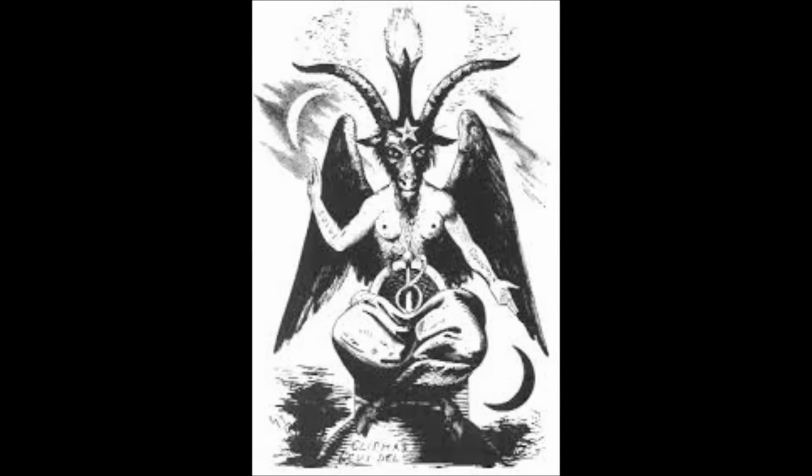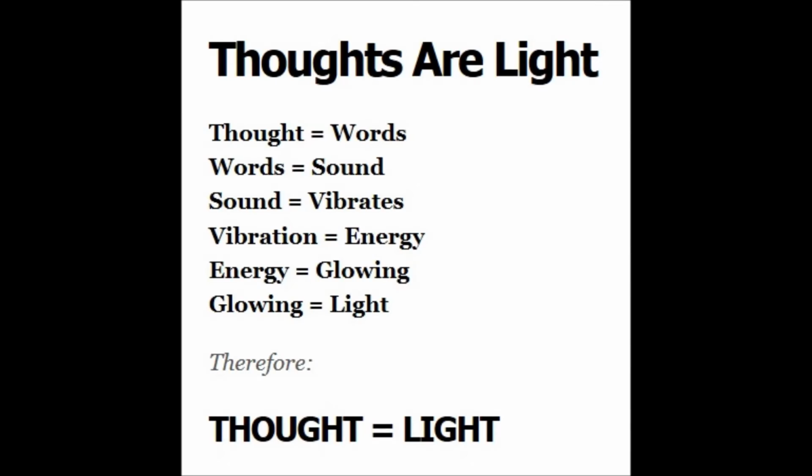This winged spirit entity, or angel, or angle is the great creator god, the god of the illusory concepts of black and white, good and bad, and is the corrupter and destroyer of our ability to reconnect to our original state of wisdom. Thoughts are light. Thought equals words. Words equals sound. Sound equals vibration. Vibration equals energy. Energy equals glowing. Glowing equals light.